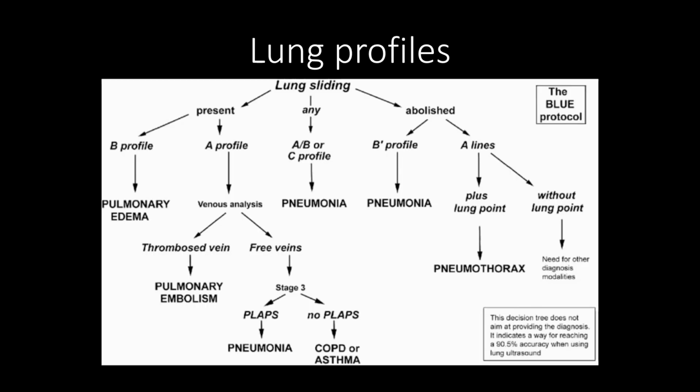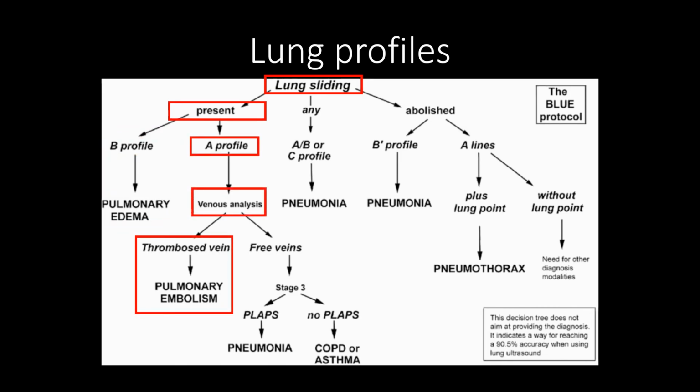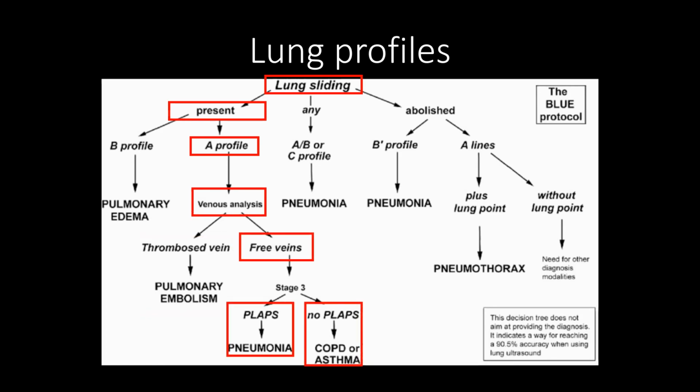So to recap, the use of lung ultrasound profiles can be helpful in aiding diagnosis when there is an unclear cause for acute respiratory failure, and this was specifically using the BLUE protocol. And again, to develop a lung profile, we need to identify the presence or absence of lung sliding and the interstitial pattern. And when there is a B profile, we think cardiogenic pulmonary edema. There's an A profile, we need to identify whether or not there's a thrombosed vein, and if so, we think pulmonary embolism. In comparison, if there's no thrombosed vein, we then go looking for consolidation or effusions.